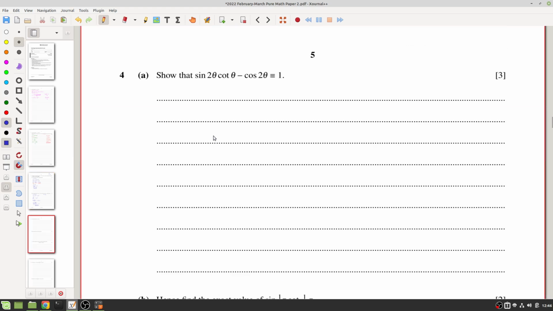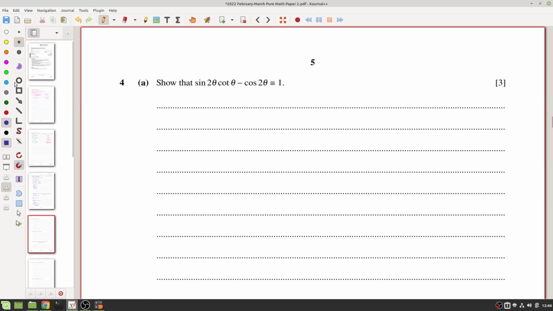Is there a part C? No. Next question, Question 4. Show that sin 2 theta cot theta minus cos 2 theta is equivalent, or identical, to 1. I'm just going to be working with the left hand side.